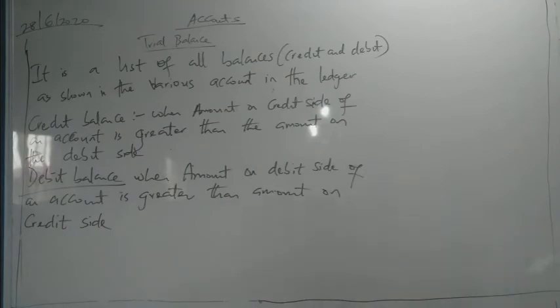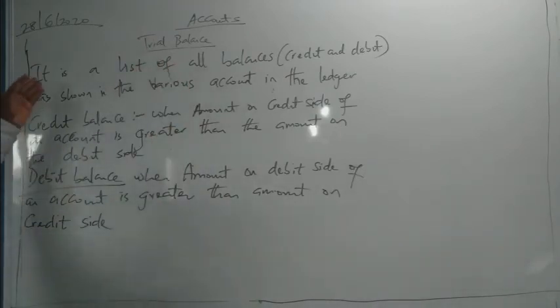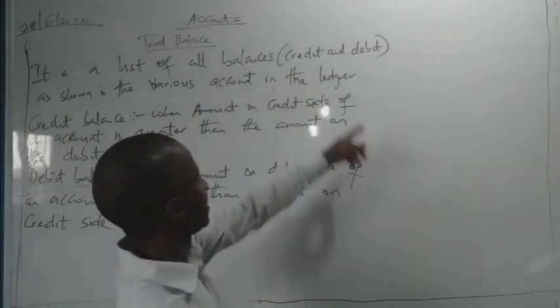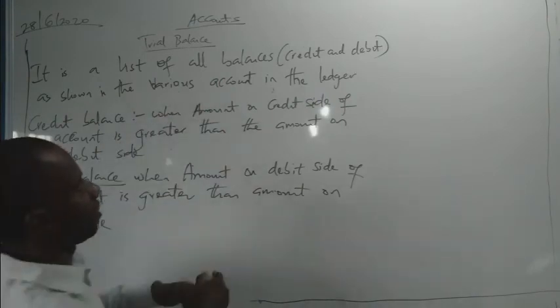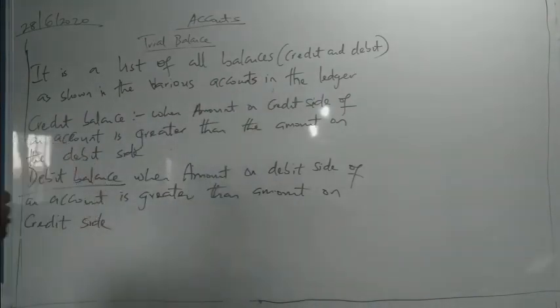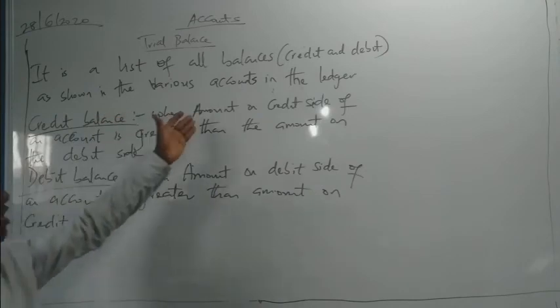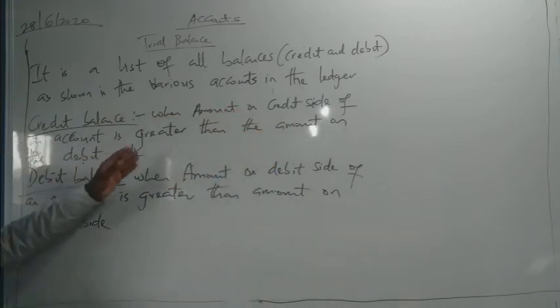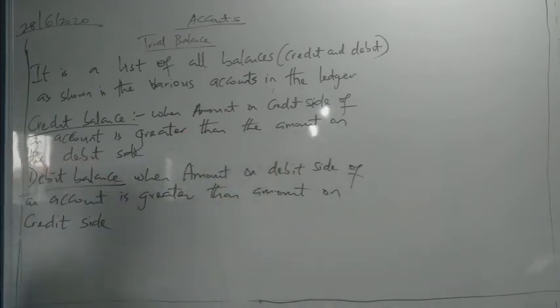Okay, now, a brief definition of trial balance. It is a list of all balances, that is credit and debit, as shown in the various accounts in the ledger. Now, what is the difference between credit balance and debit balance? A credit balance shows that an amount on the credit side of an account is greater than the amount on the debit side.